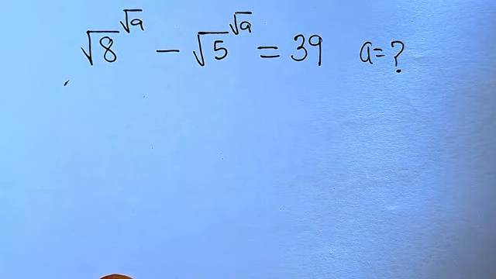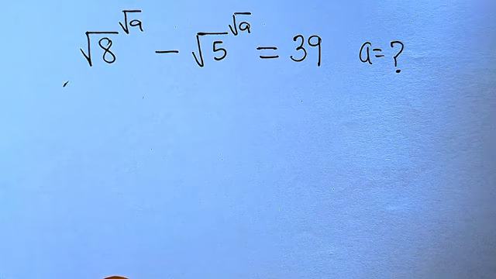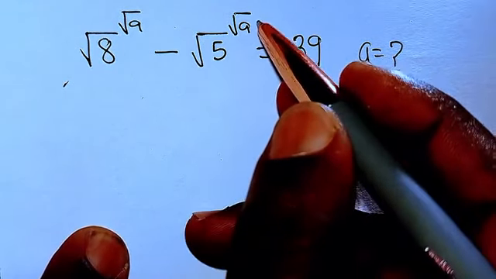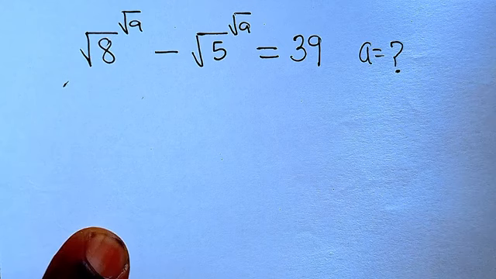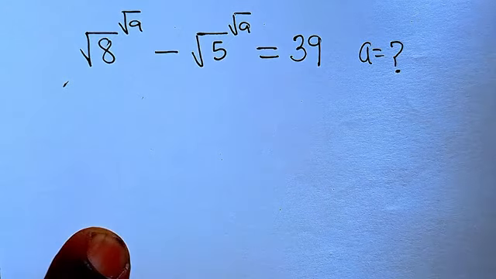In today's tutorial, we are going to be solving for the value of a. So we are given root a to the power of root a minus root 5 to the power of root a equals 39. Please don't let us guess this solution. We can actually see how we can solve this problem without guessing or looking for an obvious solution.